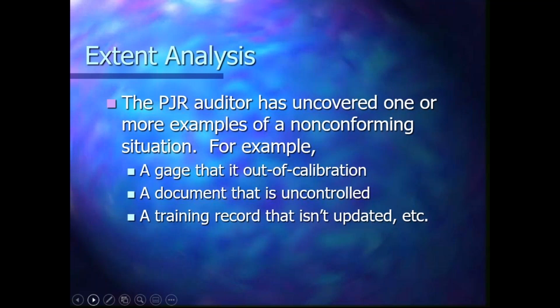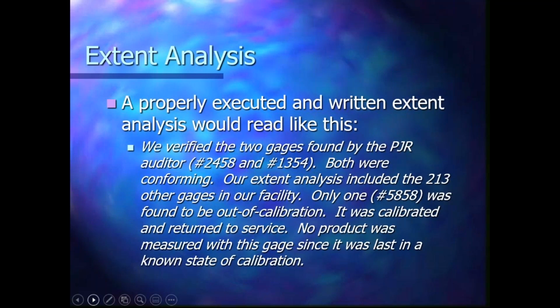So a PGR auditor may have uncovered 1, 2, 3 examples of the issue, a single gauge out of calibration, maybe a document that's uncontrolled, or a training record that isn't updated. It's your job to figure out how many more are there. So a properly executed and written extent analysis might read like this.